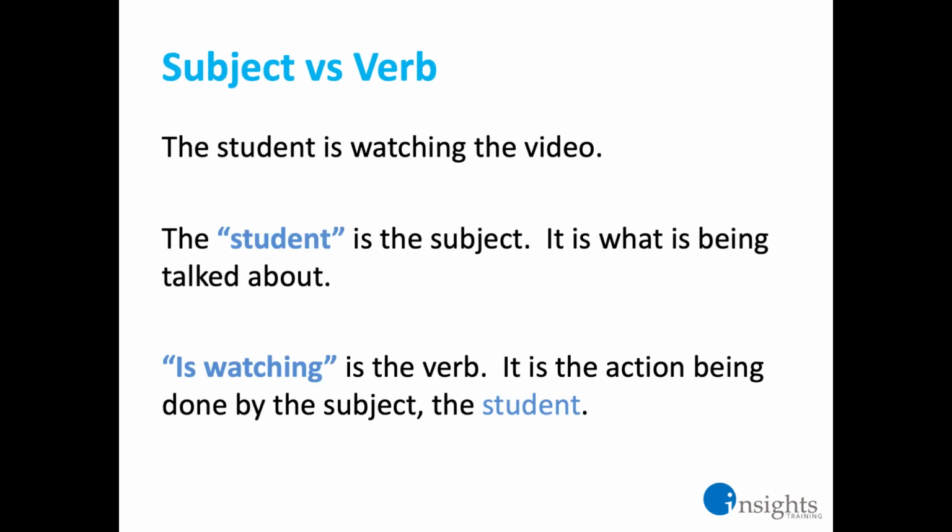For example, the student is watching the video. The student is the subject. It is what is being talked about. Is watching is the verb. It is the action being done by the subject, the student.